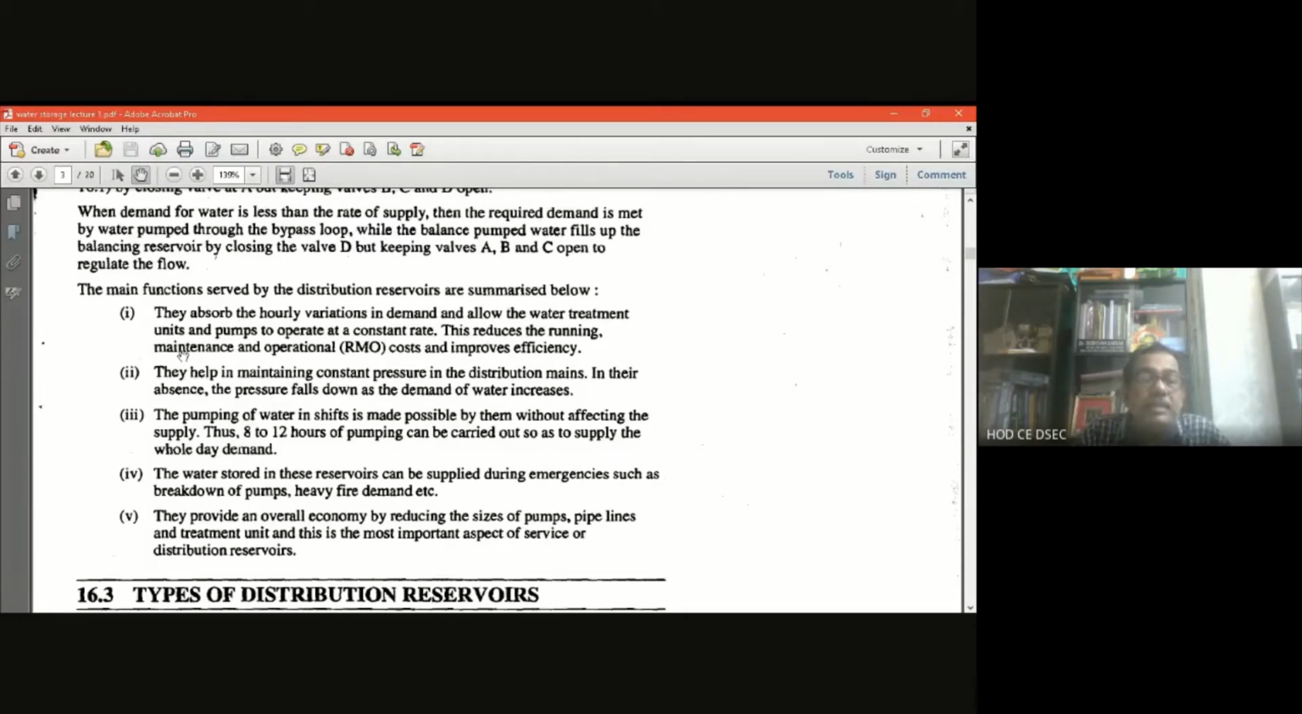Number two, they help in maintaining constant pressure in the distribution system, because the pressure falls down as the demand of water increases.